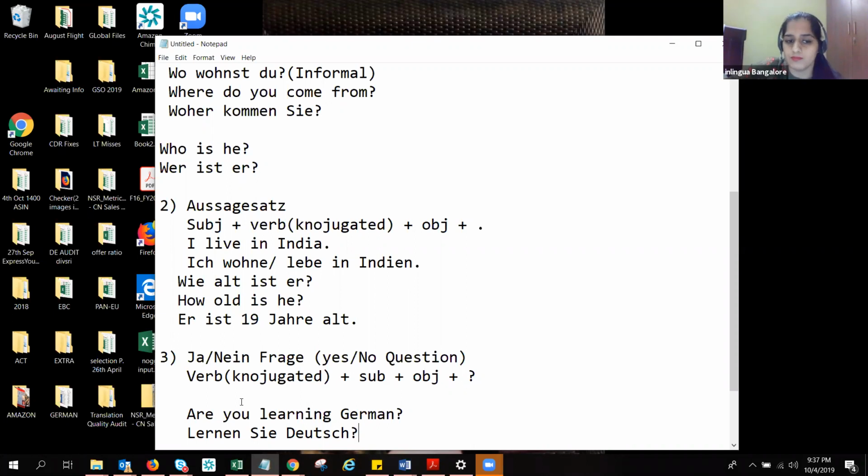Are you learning German, or do you learn German? In that case also, if you're writing, do you learn German, don't be confused about whether we can use do. No, because there are also two verbs, do and learn. So we will use the main verb, as learn is the main verb. The conjugated verb will be learn, German is the object, and the subject is you. Okay.